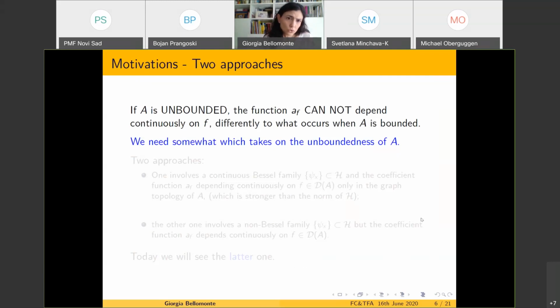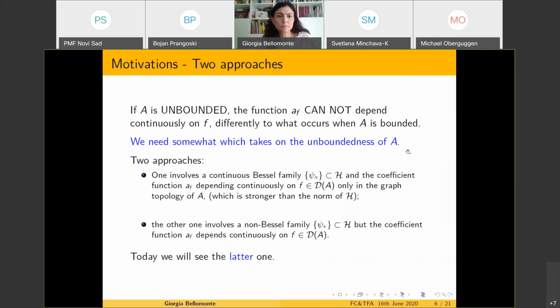We thought of two approaches. One approach involves a continuous Bessel family and the coefficient function a_f. It depends continuously on f only in the graph topology of A. The other approach involves a non-Bessel family, but the coefficient function a_f depends continuously on f in the domain of the operator A. Today we will see this latter approach.